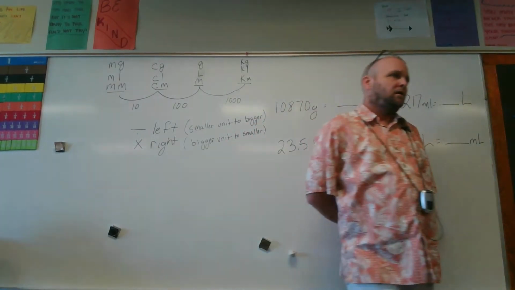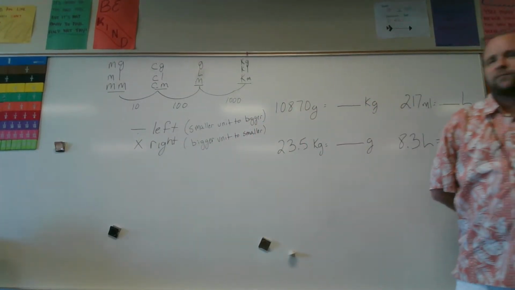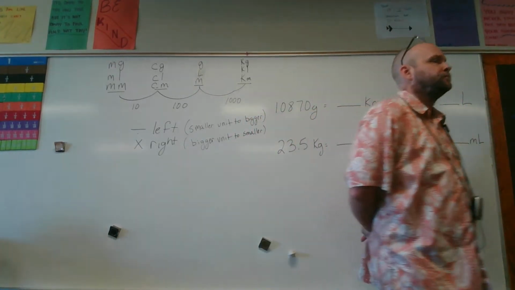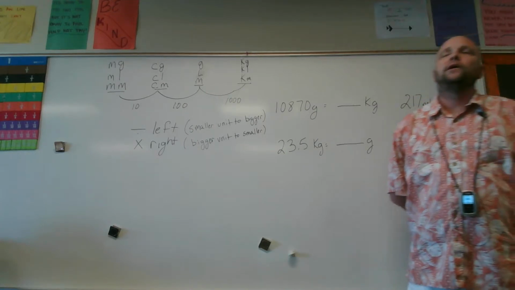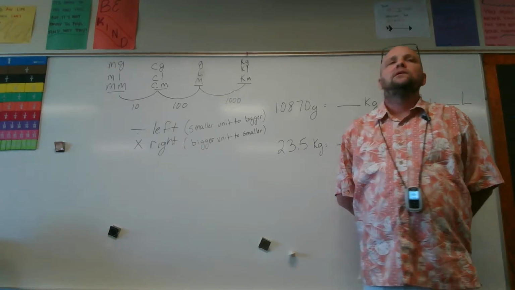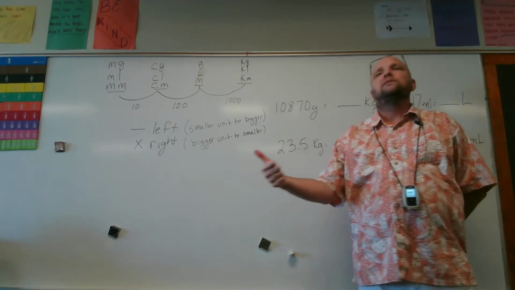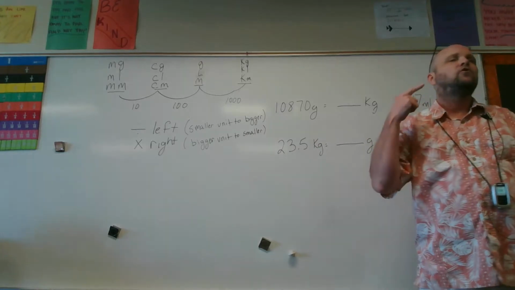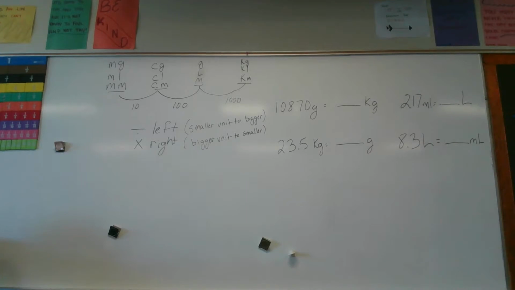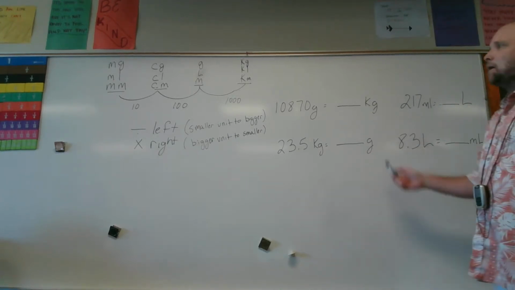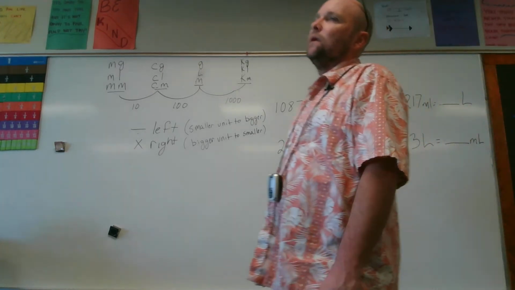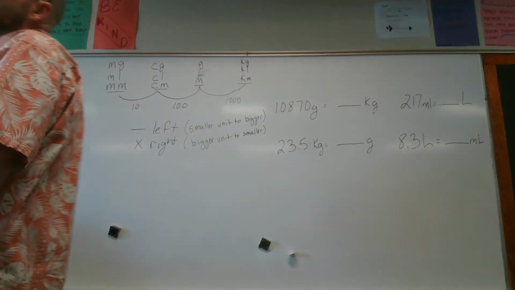As you recall, Tuesday, we talked about multiplying and dividing by powers of 10. That's all we're doing with converting in the metric system. So we're either multiplying or dividing by 10, by 100, or by 1,000. So let's look first at 10,870 grams equals how many kilograms?